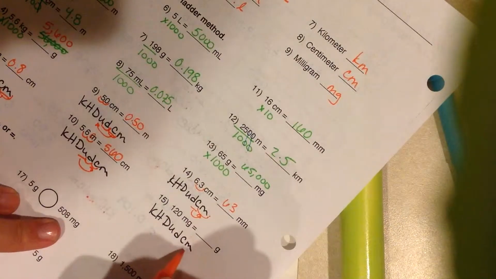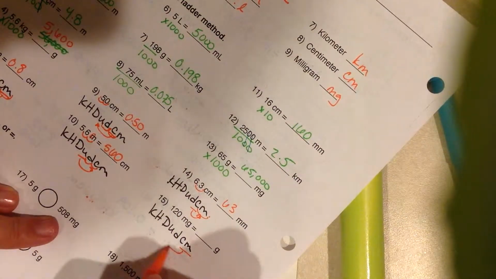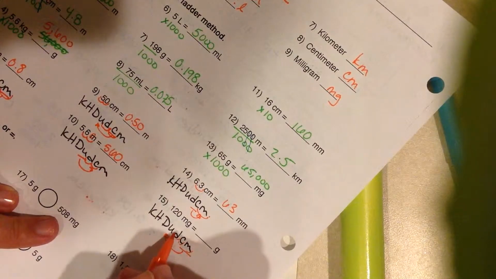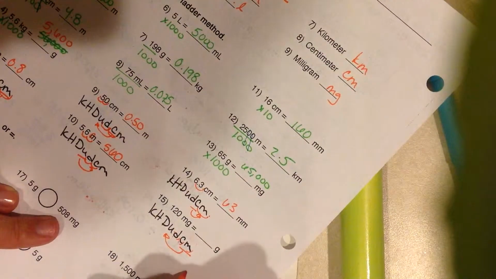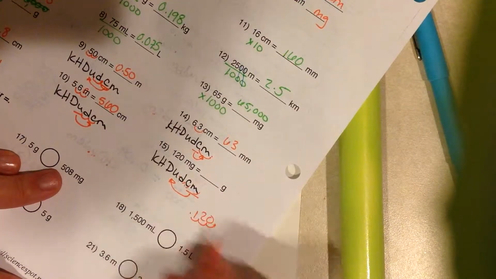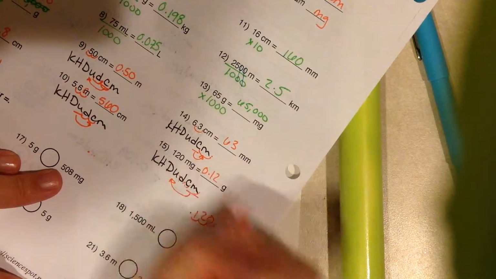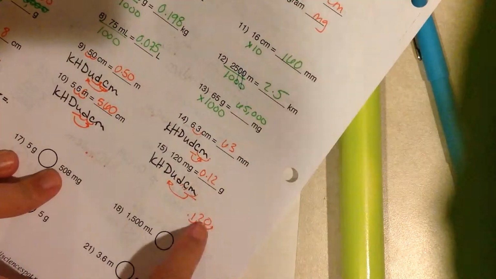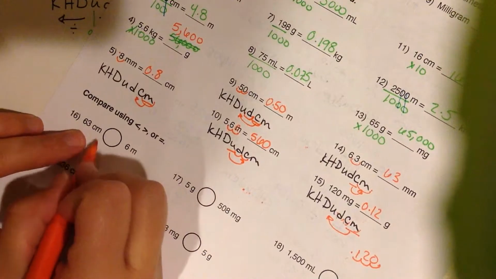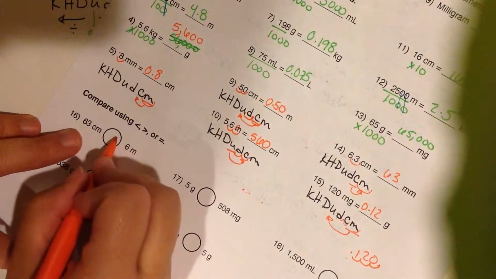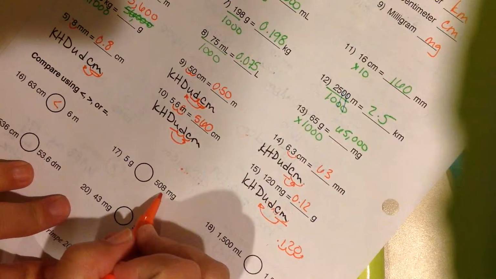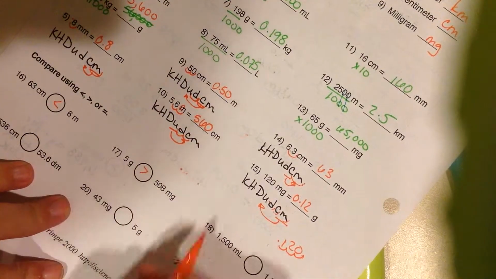Last one, I'm doing milligrams up to grams. So 1, 2, 3 spots. I don't need this 0 on the end because it's just there. So really quickly, 63 centimeters versus 6 meters. 6 meters is bigger. 5 grams versus 500 milligrams. 5 grams is bigger.